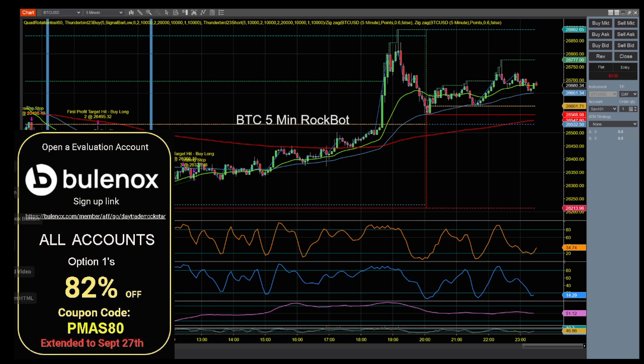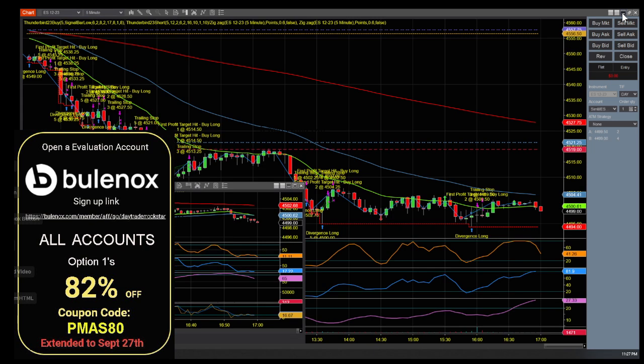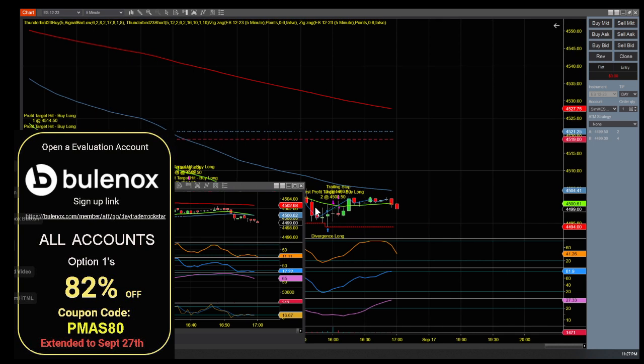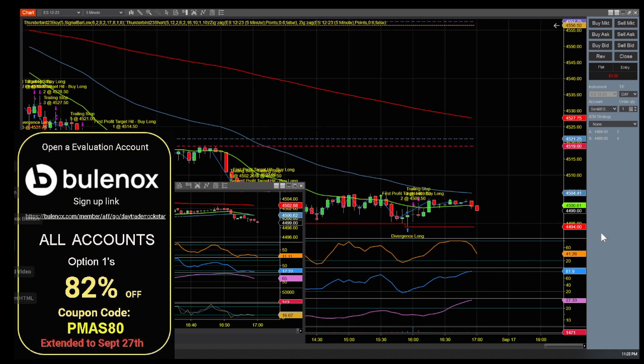that I have it on Bitcoin here. So if I switch... connection lost. This is the Rockbot here also. And the 5-minute divergence is one that we keep very active.